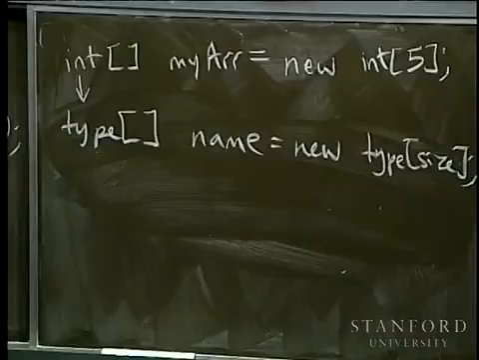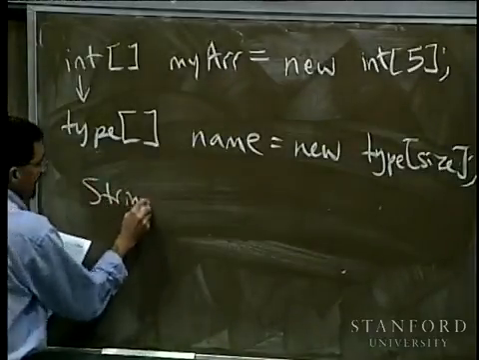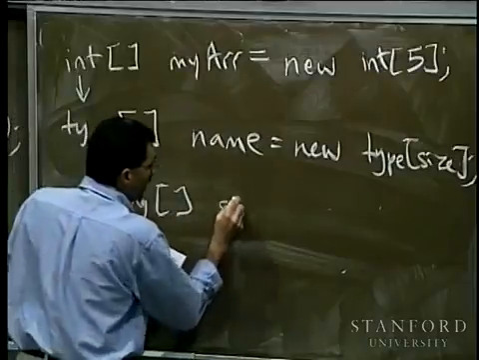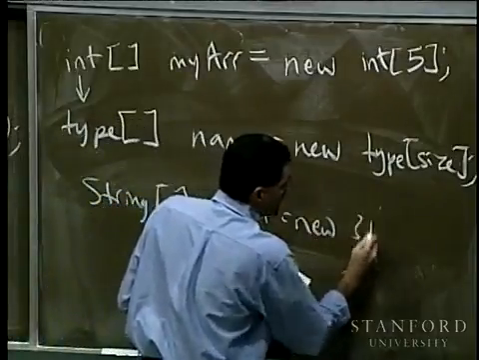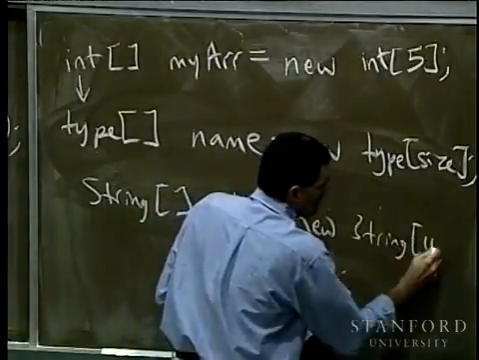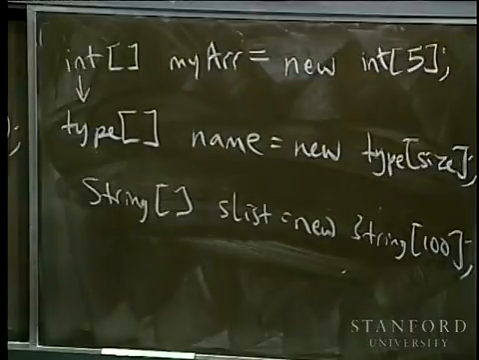So we could have an array of doubles, right? We could have an array of booleans. We could have an array of strings, for example, by saying String bracket bracket. I'll call this sList for string list equals new String. Oh, let's say I want 100 strings. Okay? Life is pretty easy. All right? So any questions about that? All right, hopefully it's all fairly straightforward.